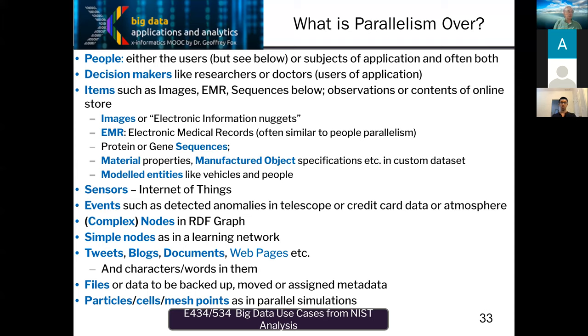But different applications are parallel over different aspects. The image cases are typically parallel over the images, like the light source data, or even the cruises data. They produce streams of images.